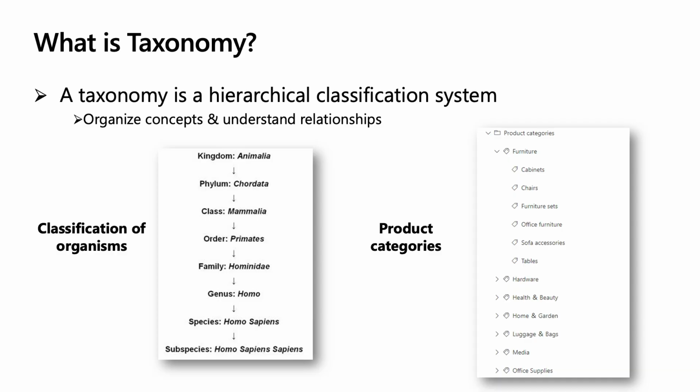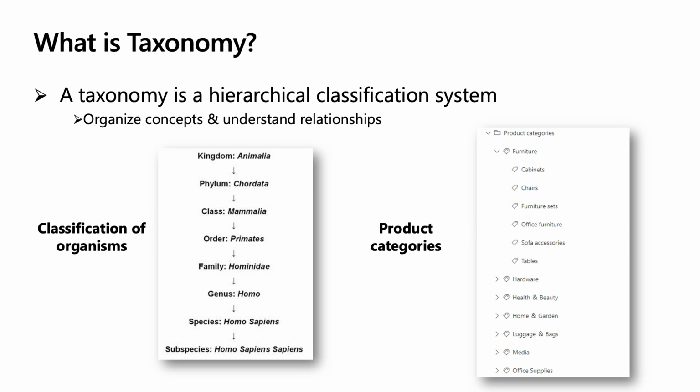Taxonomies can often be intimidating or misunderstood. So I'd like to start with the basics. A taxonomy is just a hierarchical classification system. It provides a common way to represent concepts, show how they're grouped, and how they relate to each other with a specific hierarchical structure. More often than not, when you hear of a taxonomy, you think of the sciences, for example, the classification of organisms.